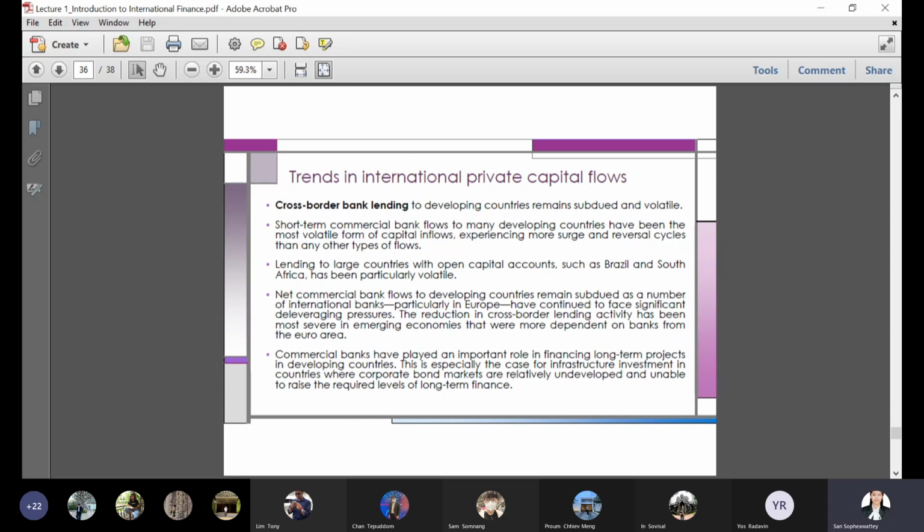the net commercial bank flow to developing countries remains subdued as a number of international banks, such as those in Europe, have continued to face significant deleveraging pressures, because they are experiencing debt overhangs. So the European Central Bank started to ask the banks and financial institutions to deleverage their debt. So it has reduced the cross-border lending activities, especially in emerging economies that depend on banks from the euro area.